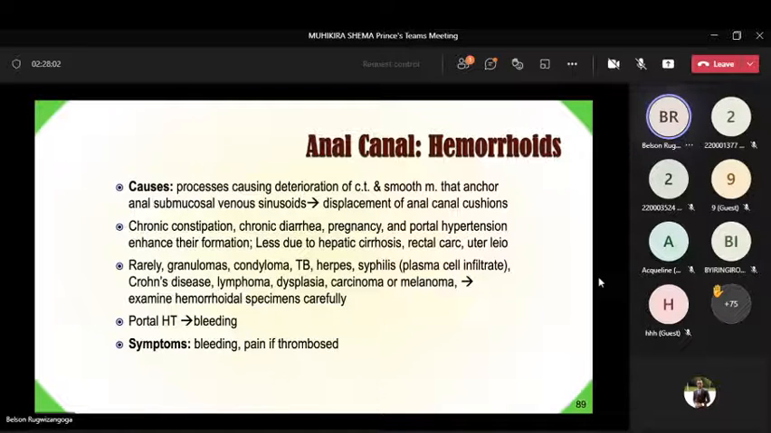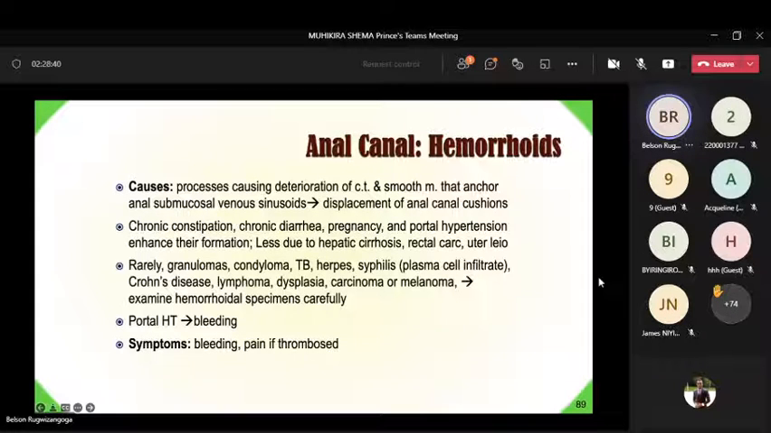Pregnancy: I think I mentioned last time, it has a compression effect on the inferior vena cava, and therefore the venous return will be compromised. This will cause the blood to stagnate in different parts, the lower limbs and anal region. There are other causes such as portal hypertension and so on. Rarely granulomas, condylomas, tuberculosis, herpes, syphilis, and many other infections may be the cause of that.